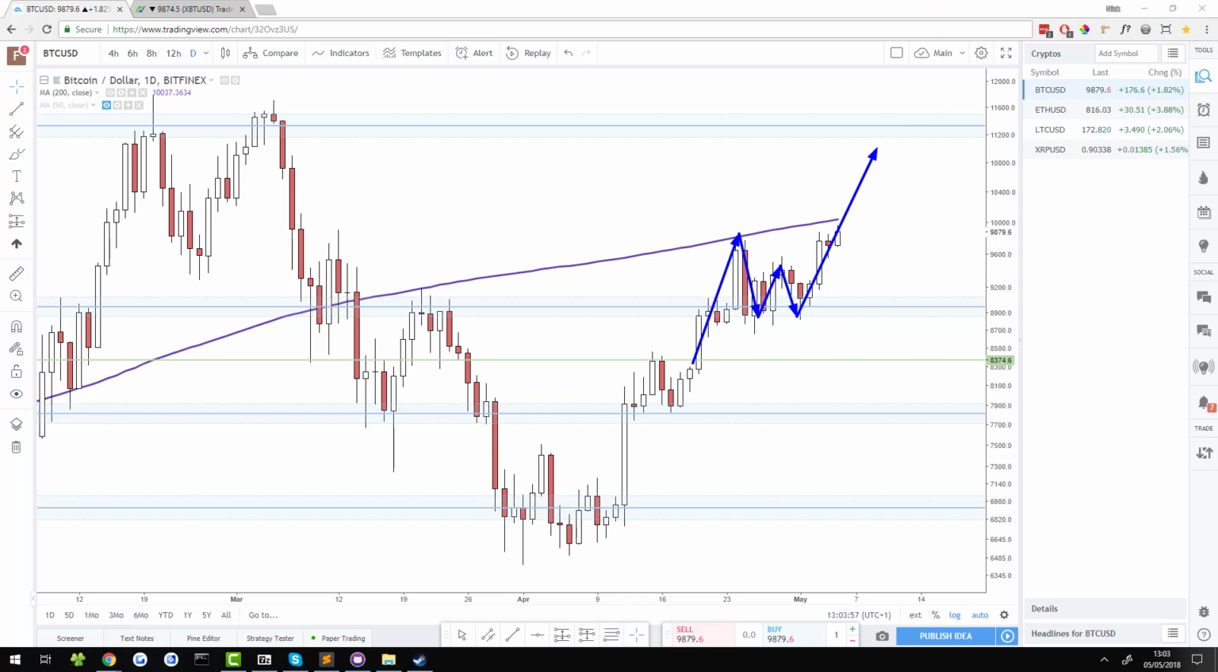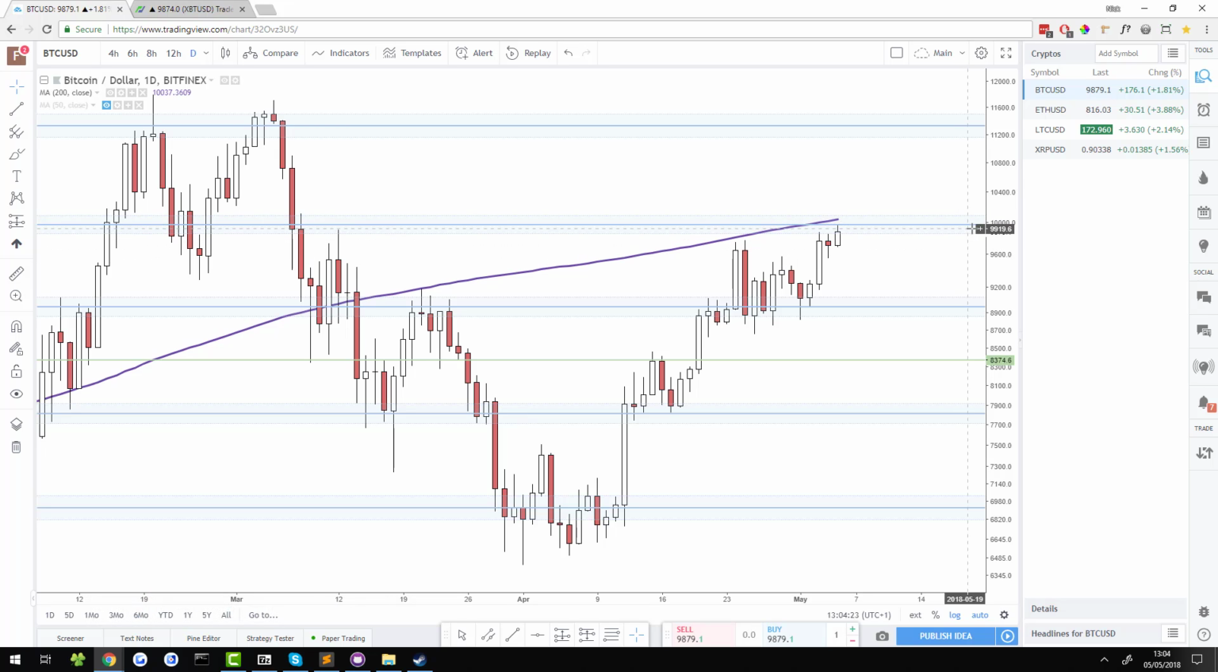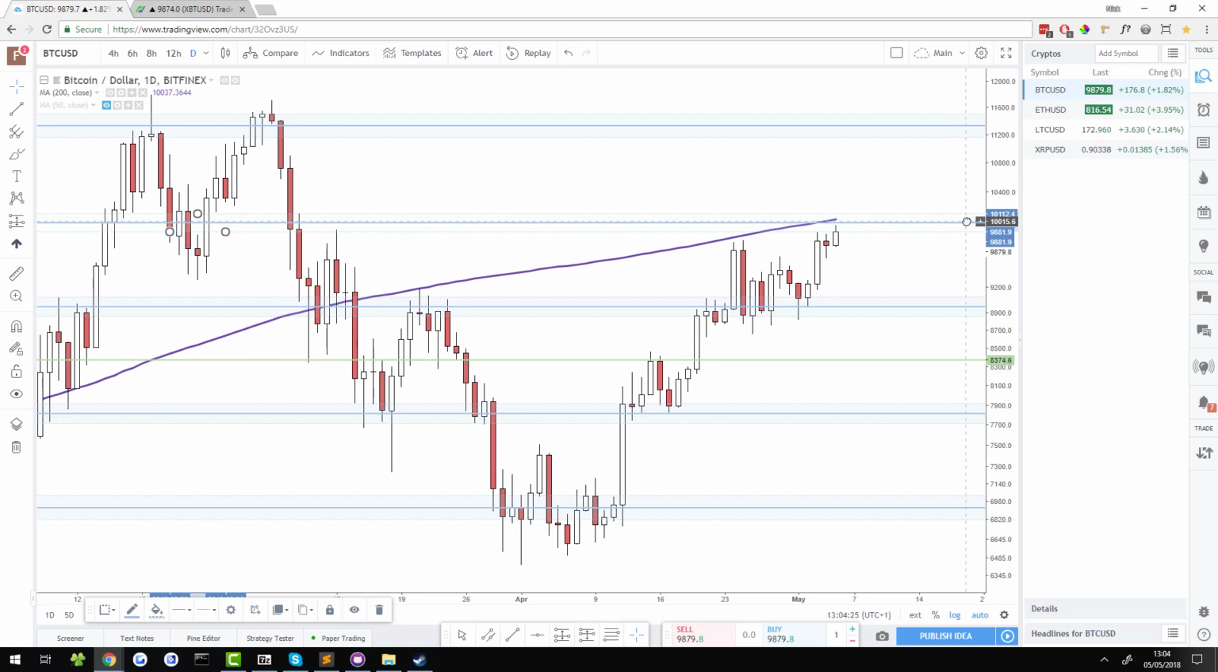I'm thinking it's probably going to find some, actually, you know what? I should place a resistance area here. That 10,000 is a pretty strong psychological barrier for Bitcoin. And now we've got that 10,000 plus the 200 SMA, the 200 MA.